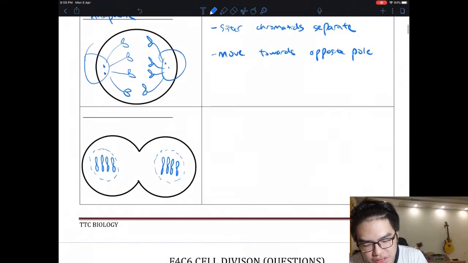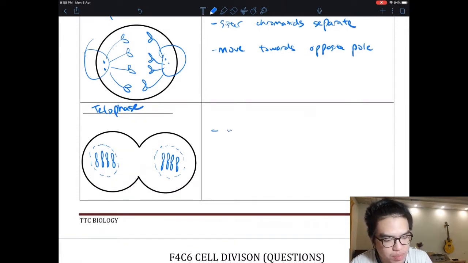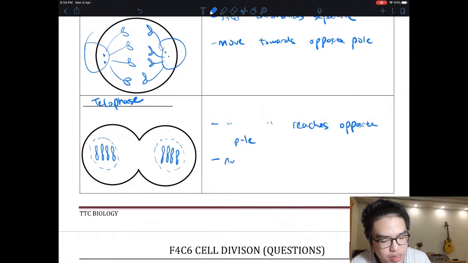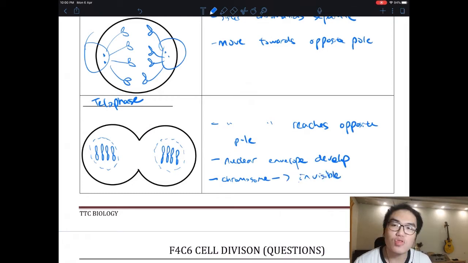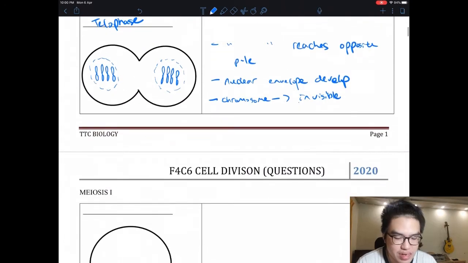The last phase, we call it telophase. What happens here? Sister chromatids reach the opposite poles. The nuclear envelope develops, or you can even say chromosomes become invisible again. So as I said, 2 points for every phase. You don't need full-blown elaboration. There's no need. Easy way to score.